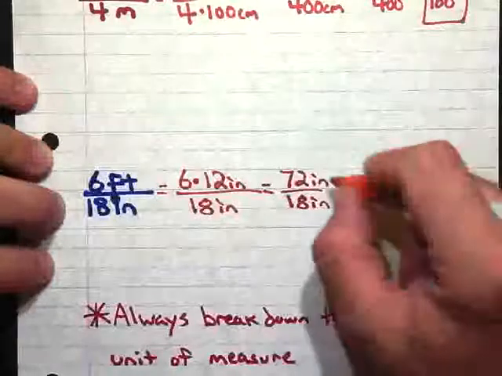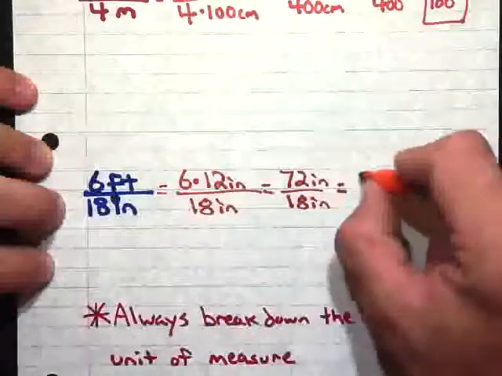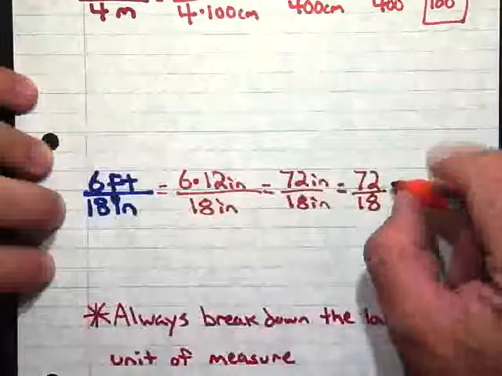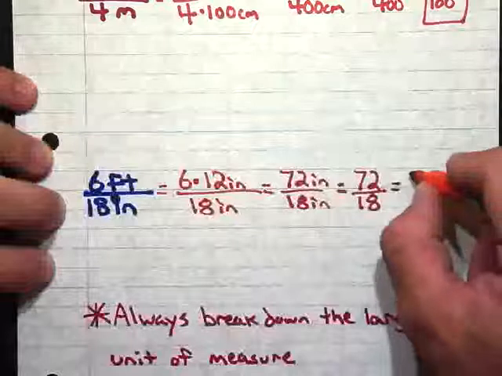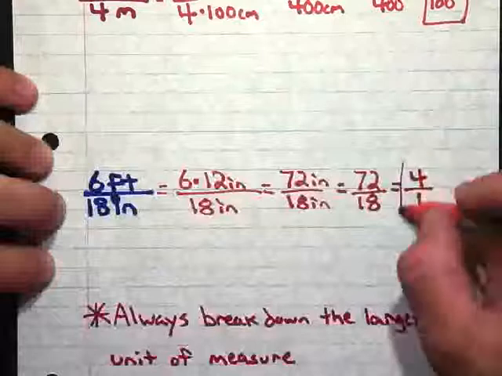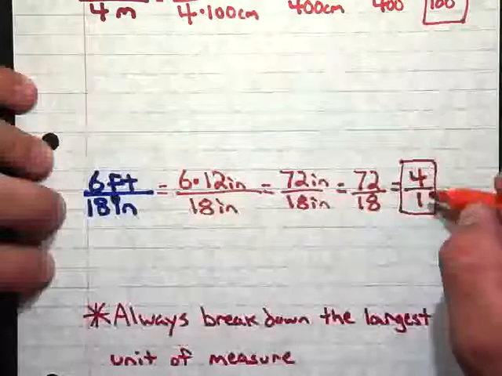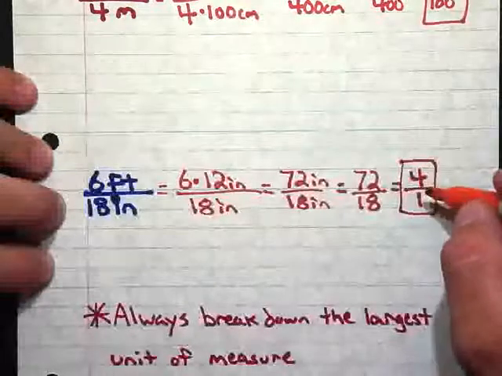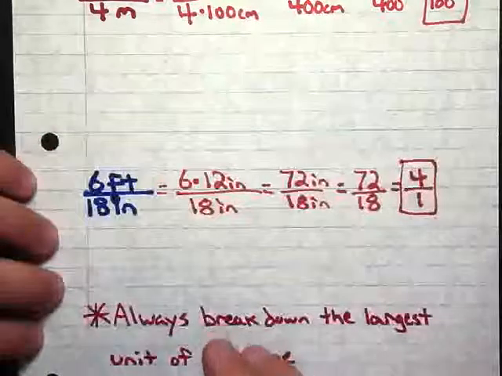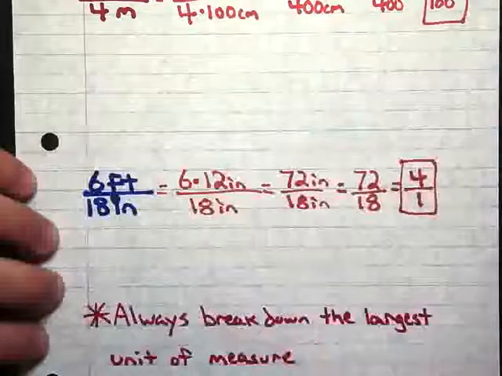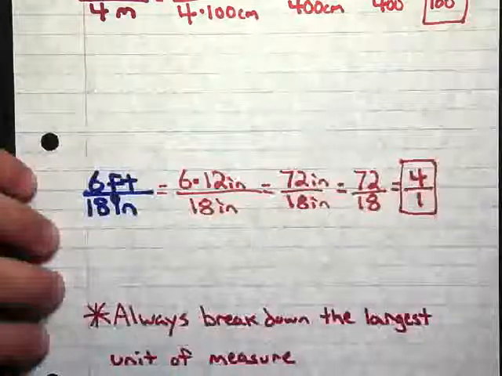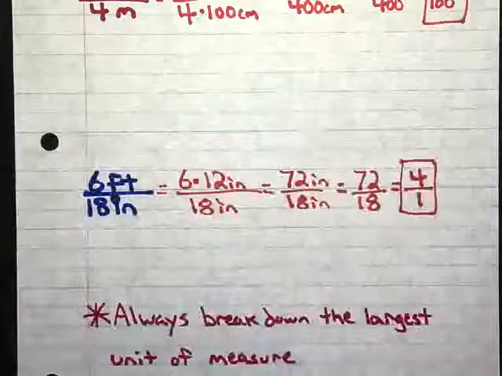And then we can get rid of our unit of measure now, since they're both in inches. And 72 over 18 reduces to 4 over 1. Okay? And because we're dealing with ratios, we want to keep it in this fraction form or ratio form. Okay? And this would be how we would simplify units of measure for ratios. Now remember, we always break down the largest unit of measure. Okay, that's going to be the standard rule that we use during this.